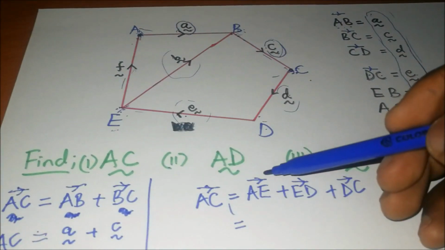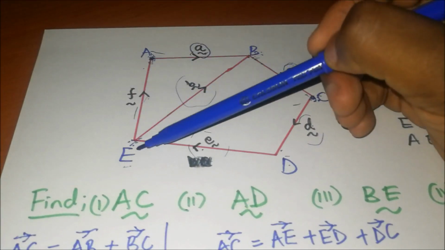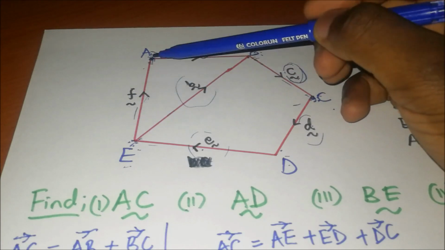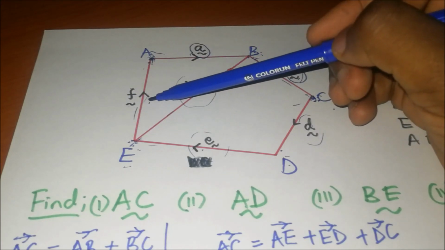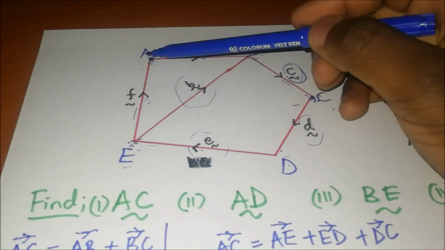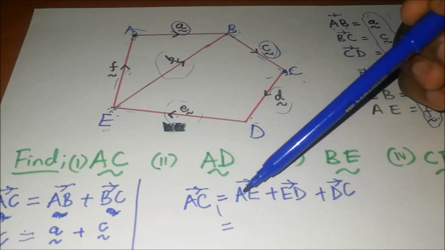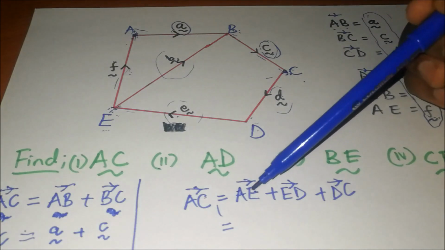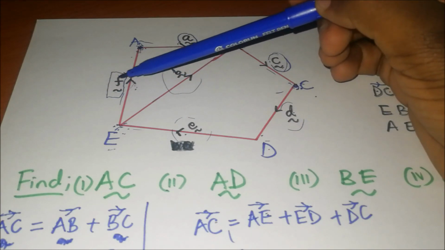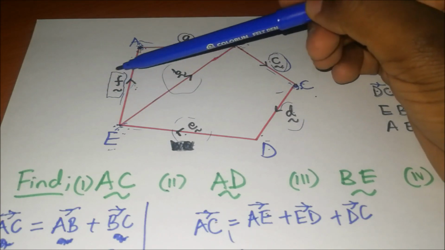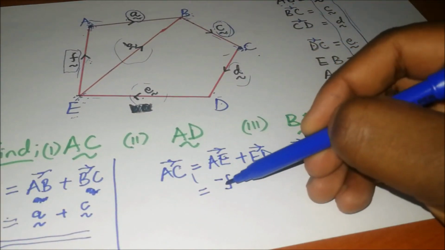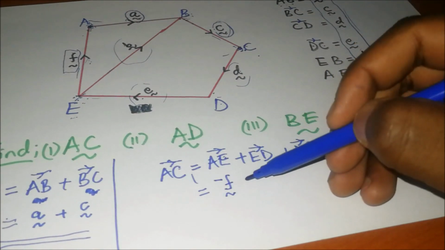So what is AE? For me to move from A to E, it has been baptized as F. But the F is such that it is in that direction. We're supposed to take note of the direction of the arrow. The arrow says that vector F is moving from A to E. But for me, in my movement in SC, I moved from A to E. So moving from A to E means I moved in the opposite direction of vector F, because vector F starts from E to A. Because I moved in the negative direction, AE in this case is going to be negative F. Then this is going to be ED, then that's going to be plus.